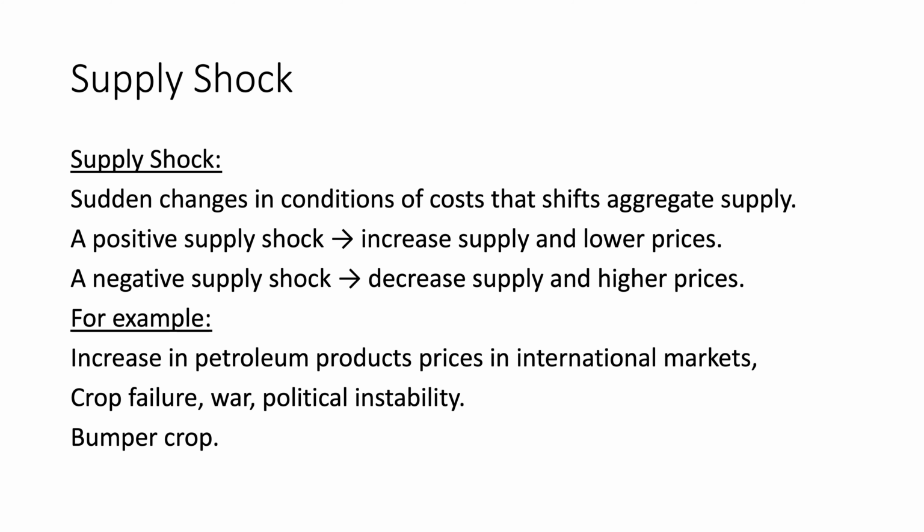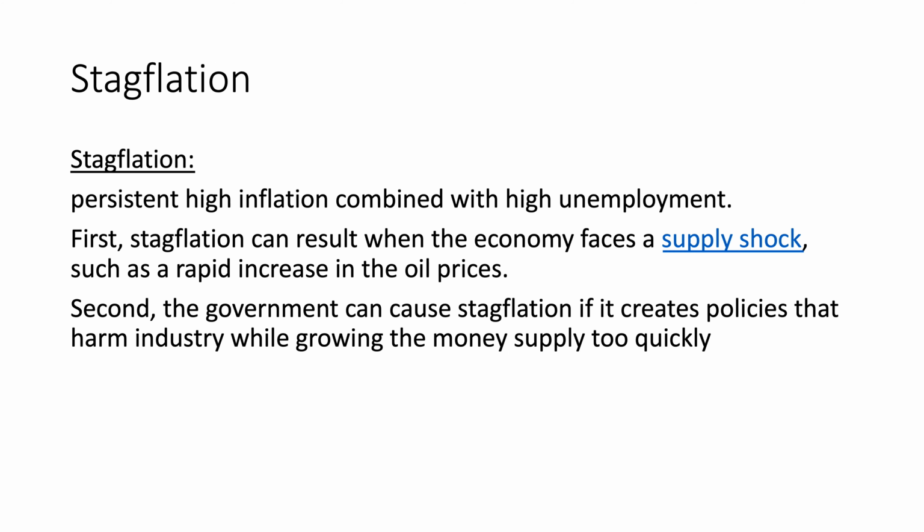Now, after the supply shock, let's include one more concept, and that's stagflation. Stagflation is persistent high inflation combined with high unemployment. If there is continuous inflation as well as high unemployment occurring in the economy, it is considered stagflation. It means that the policy is not giving its desired result.